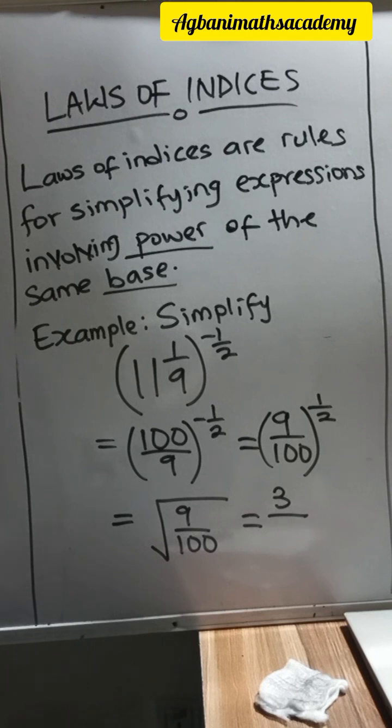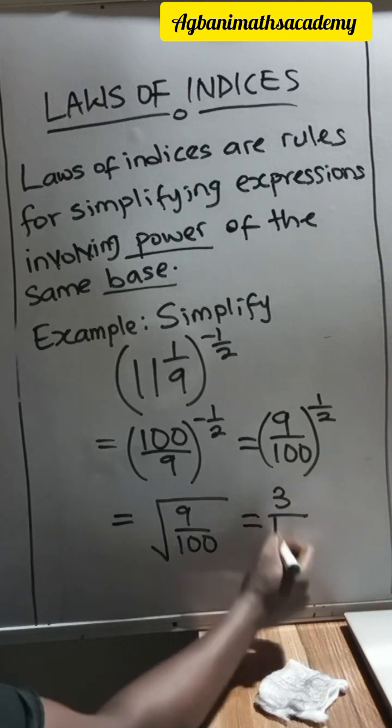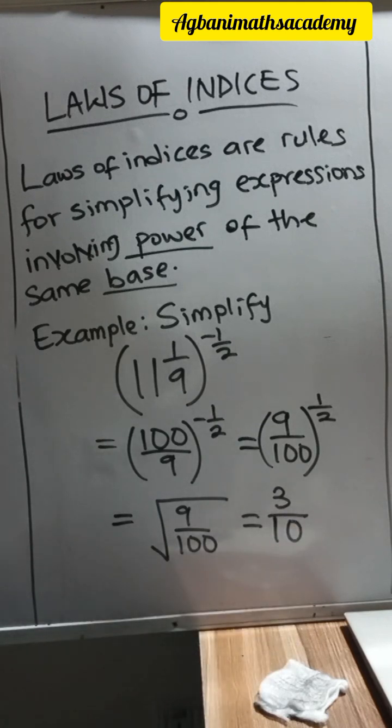What number will multiply itself to give you 100? Square root of 100 is 10, because 10 multiplied by 10 will give 100. So we have 10. So this means the final answer to this question is 3 all over 10. Very simple.